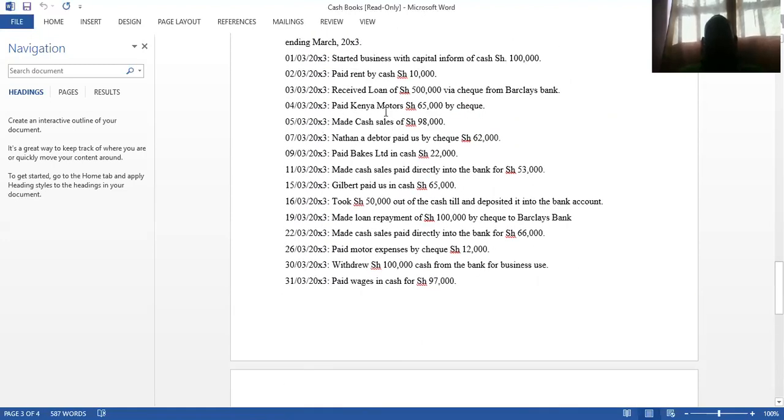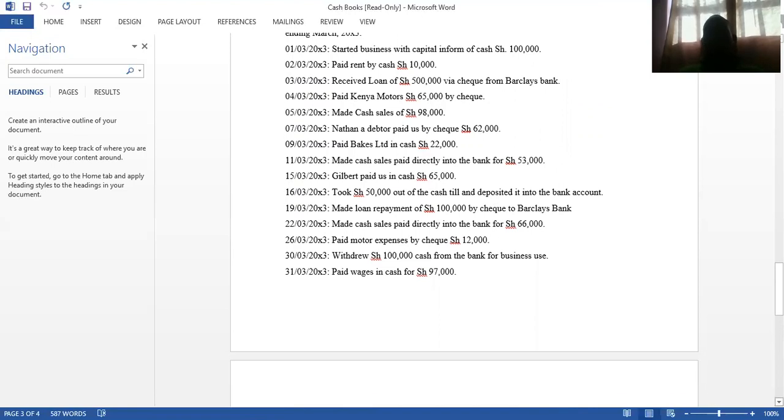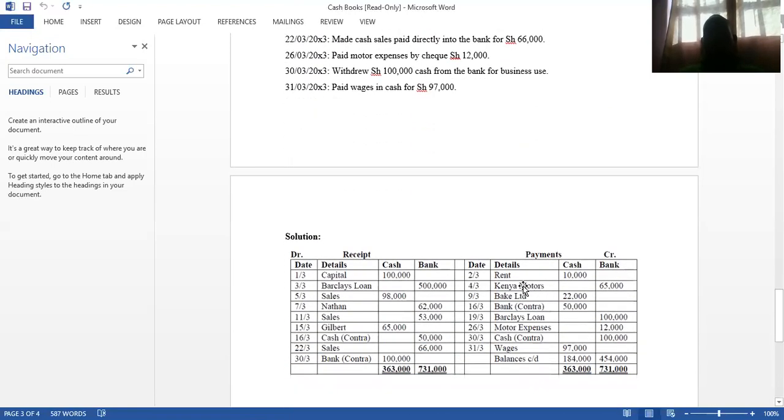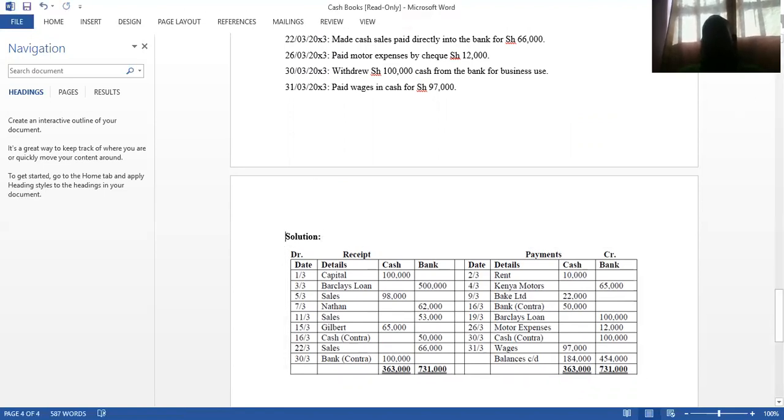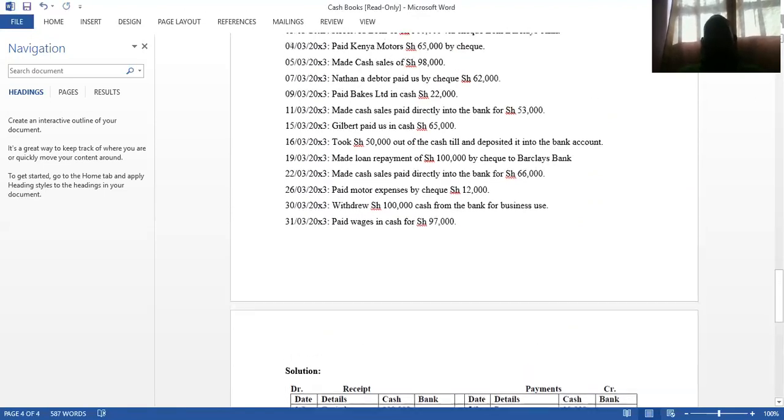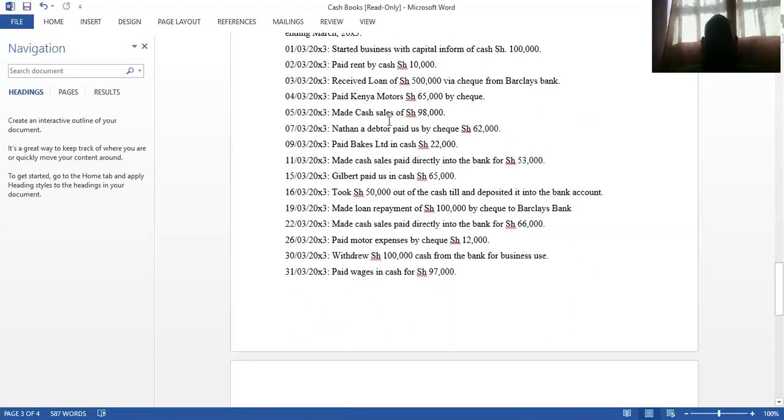it is paid Kenya Motors 65,000 by check. That is a payment because we paid, and because it's a check, you come here, you write Kenya Motors 65,000 on the bank column because it was in form of check. You continue like that. You have the next transaction, which is made cash sales.